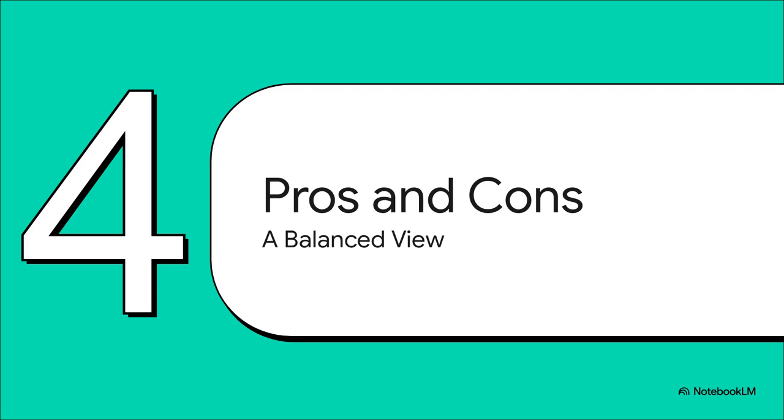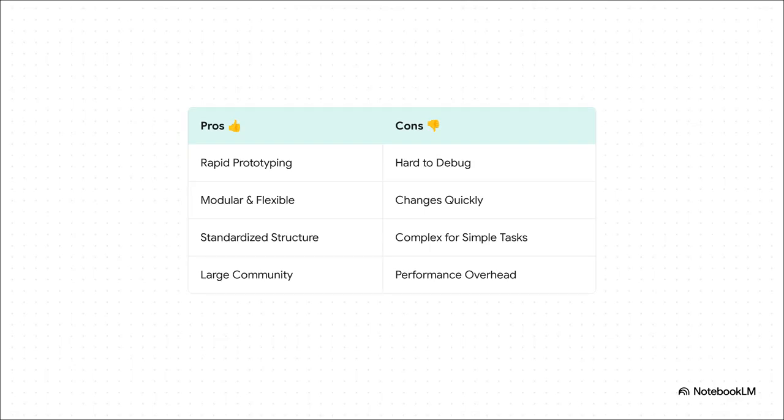But of course, let's be real, no tool is a silver bullet. Langchain is incredibly powerful, but it's important to have a balanced view. So let's take a quick, honest look at the pros and the cons. On the plus side, it speeds up development like crazy. It gives you a standard way to build these apps, and the community is absolutely massive. But on the downside, because it's doing so much under the hood, it can be a real headache to debug when something breaks deep inside one of those chains. And the library moves so fast, it can be a challenge just to keep up with all the changes.